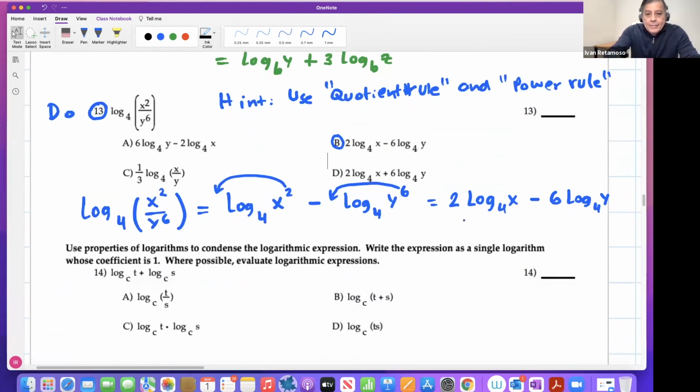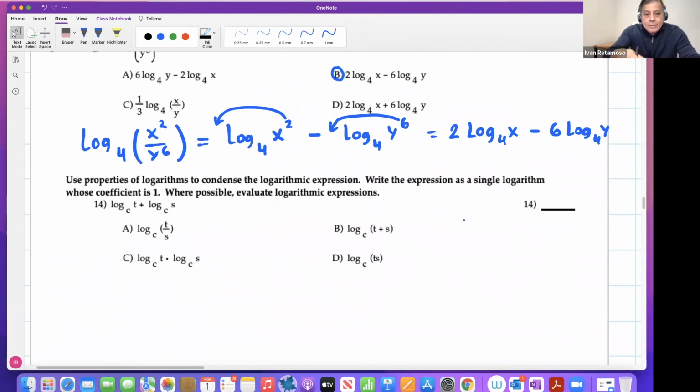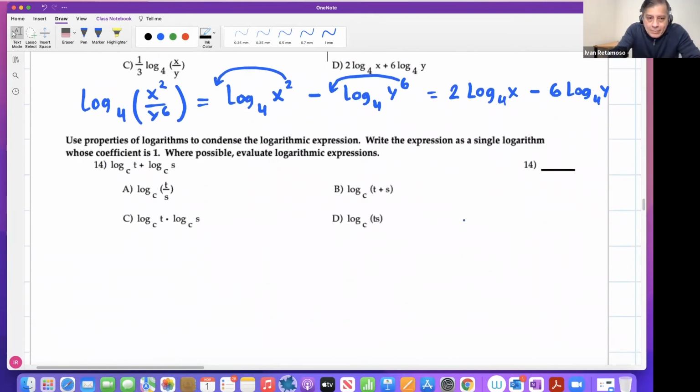Now, let's practice on condensing, which is very important for solving logarithmic equations. Let's use the properties of logarithms to condense. Condense means write the expression as a single logarithm whose coefficient is 1, where possible. Evaluate the logarithmic expression when possible, simplify. So can you try number 14?